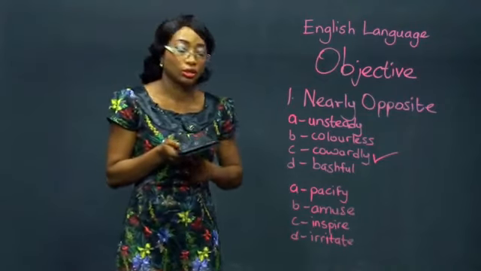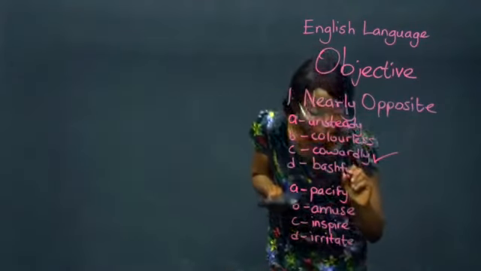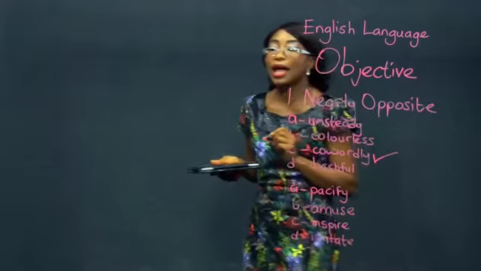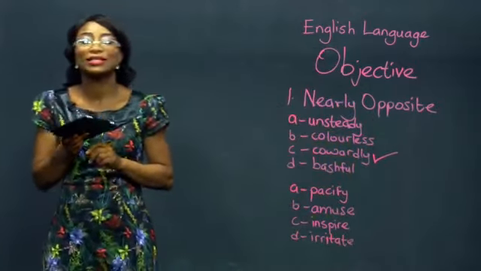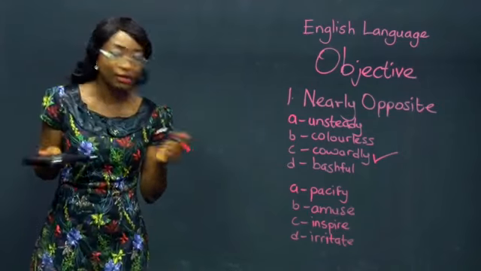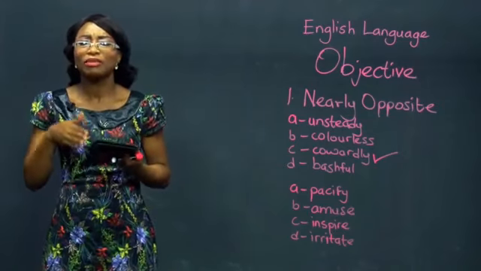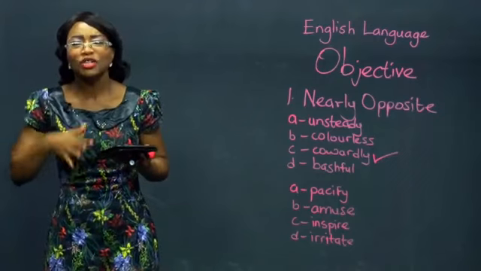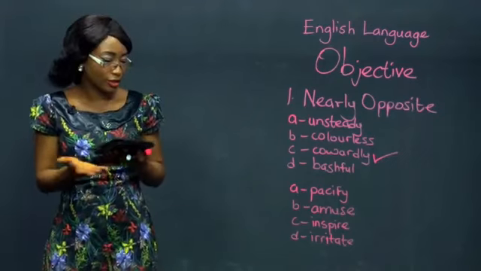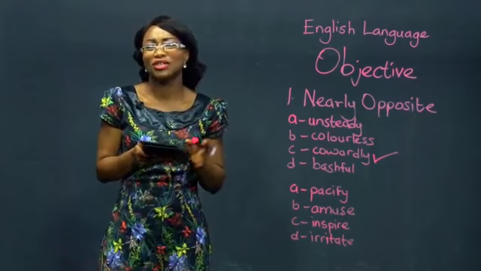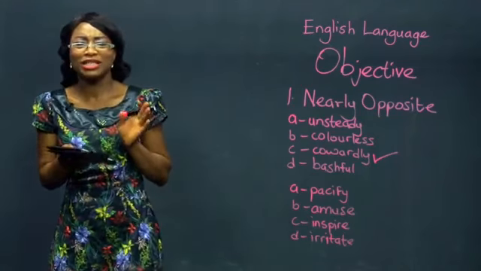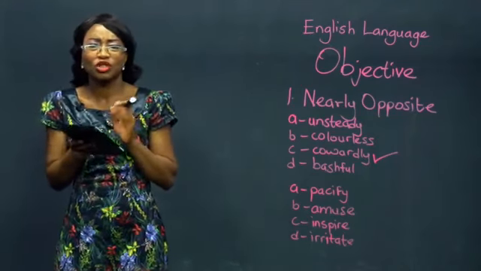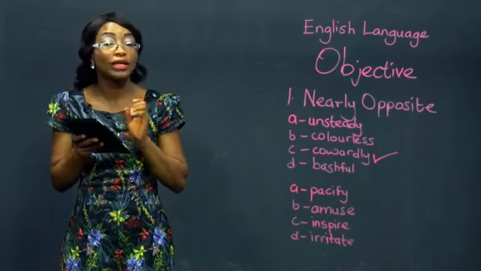Let's look at our options. Pacify, amuse. Amuse means to entertain somebody, to make somebody happy. Inspire. Inspire means to motivate somebody, to encourage somebody, to make somebody have new ideas. Irritate. Irritate means to make somebody uncomfortable. The person just doesn't want you around him. That's the meaning of the word irritate.